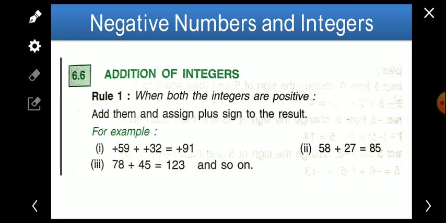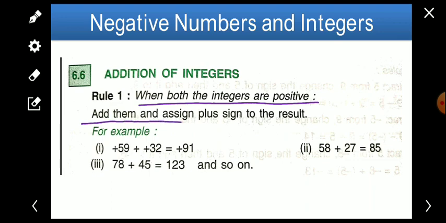Now we'll learn how to add the integers. There are some rules because integers are positive, negative or neutral. So here we'll learn rule 1. When both the integers are positive, then how to add? Then you add them and assign the plus sign. When both the integers are positive, simply we will add and put the plus sign with that. Suppose we have to add plus 59 and plus 32, both integers.